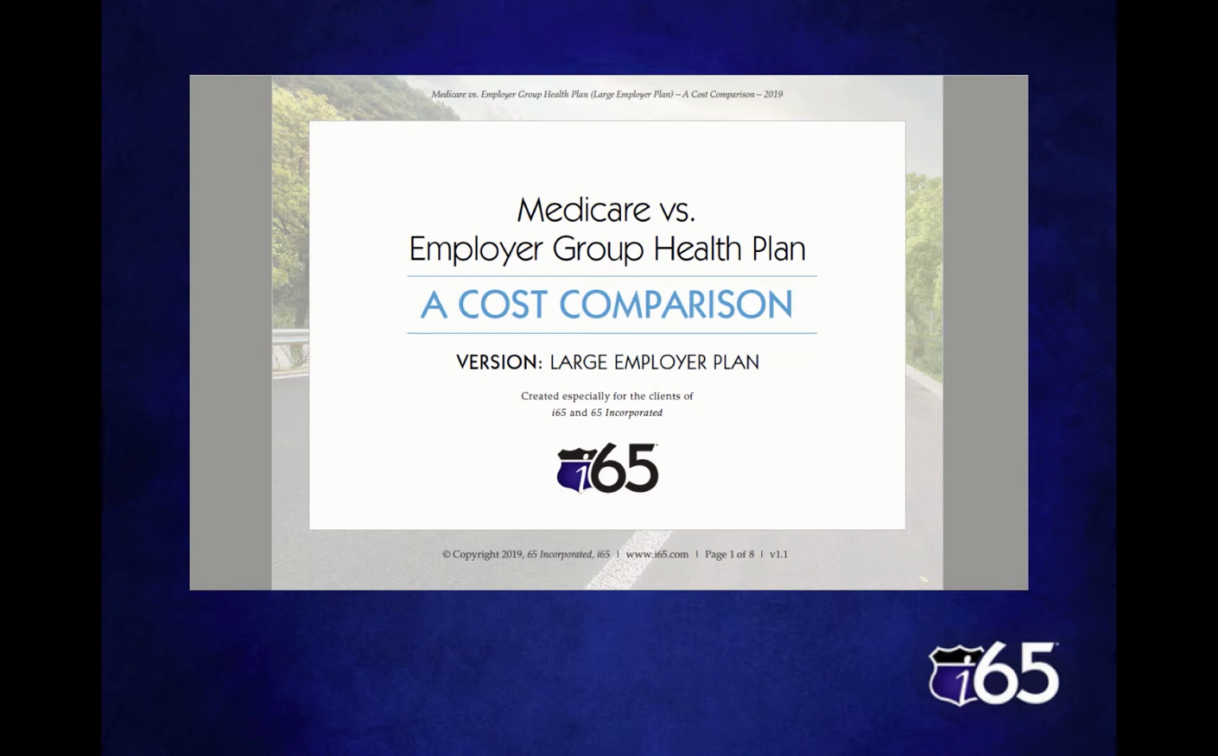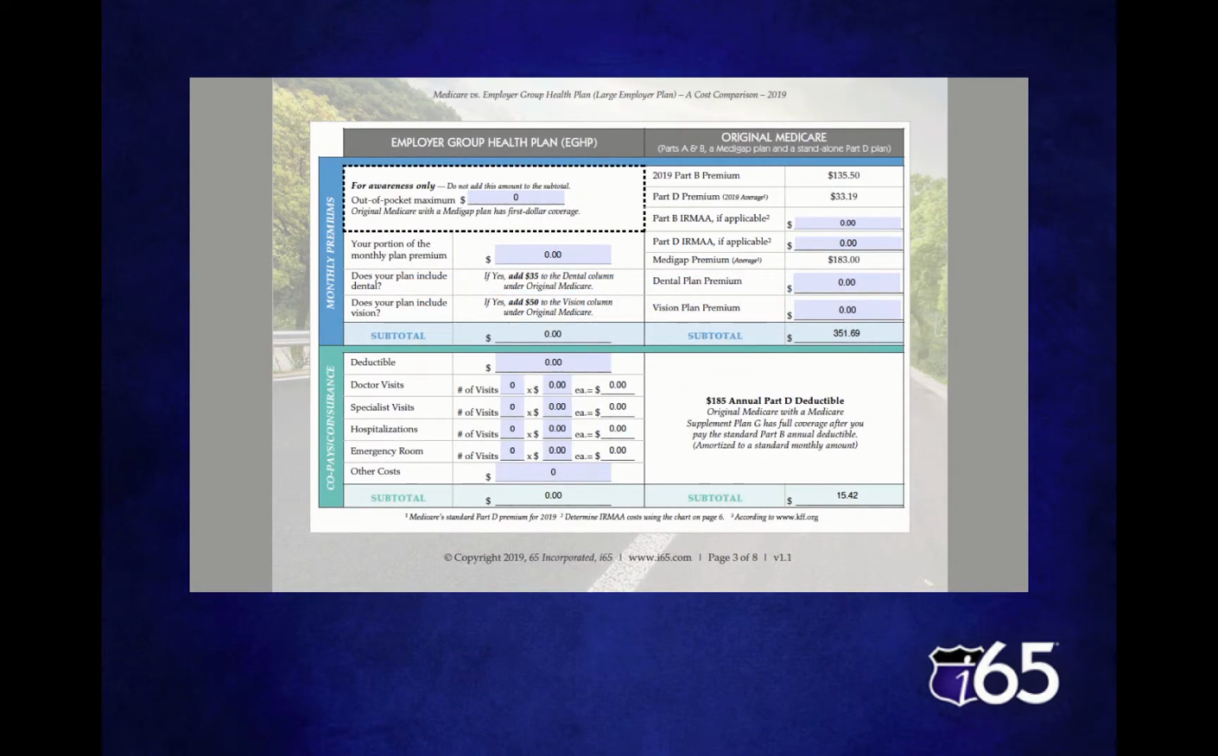This tool, again, will help you take into account many factors that you might otherwise overlook in order to truly create an apples-to-apples comparison of your employer group health plan against Medicare. These factors are things like: Does your plan include dental or vision coverage, which Medicare typically does not include? Or are you subject to higher Medicare premiums? That's definitely a factor to keep in mind when making this comparison.